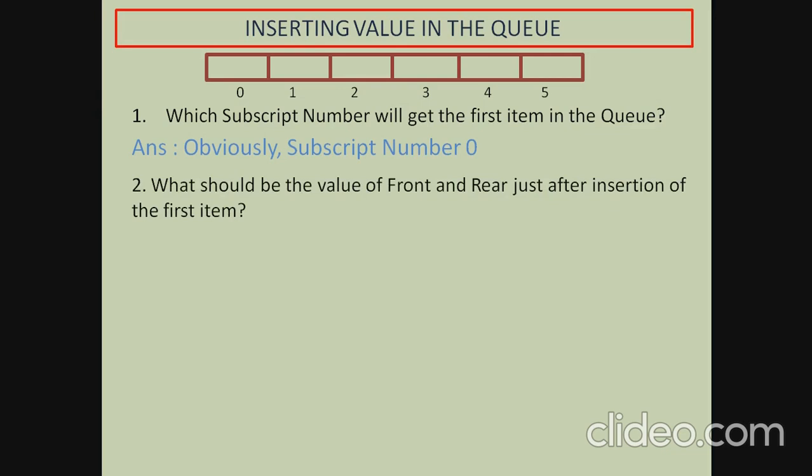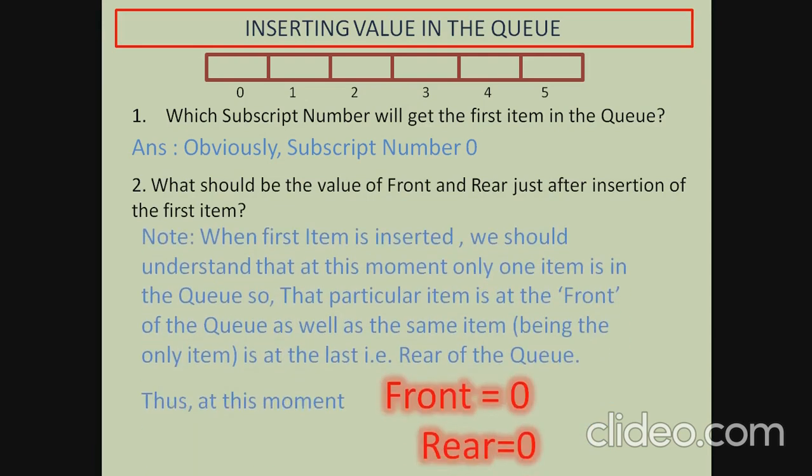Yes, you all are correct, because subscript number 0 gets the value, so front as well as rear both should get 0, because that is the subscript number which contains the first record, that is the first item, as well as when only one item is kept, that is the last given box which has an item now.